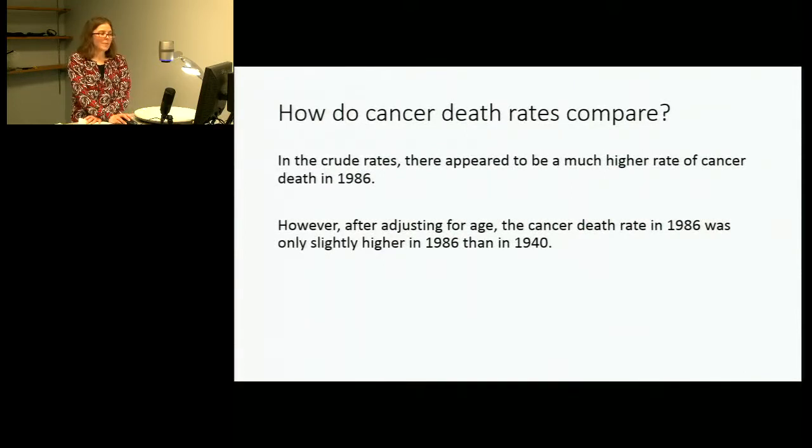So if we want to think about comparing death rates between 1940 and 1986, when we looked at the crude rates, there appeared to be a much higher rate of cancer death in 1986 compared to 1940. However, after adjusting for age, the cancer death rate was only slightly higher in 1986 than 1940. So in fact, the risk that a person had of developing cancer in 1986 was only very slightly higher.